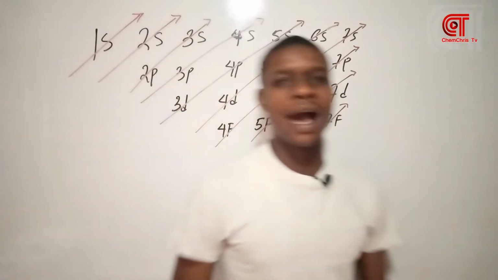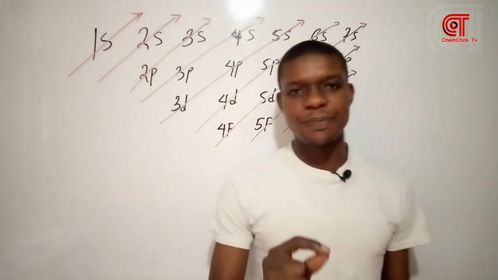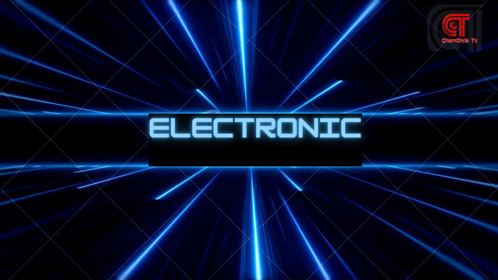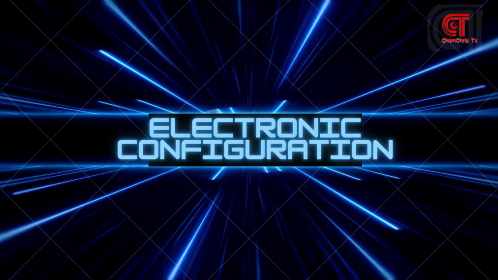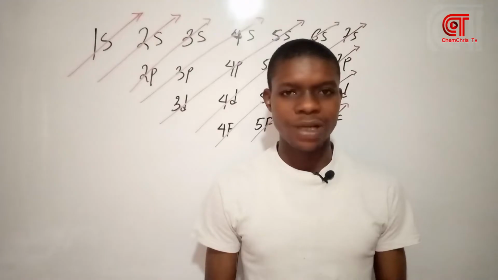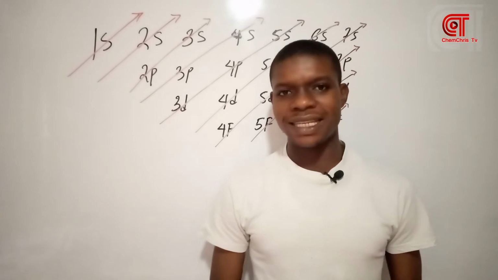So that is the reason why I want you to stay till the end of this video, because I'm going to show you a simple trick you can use to write the electronic configuration of elements in the periodic table. Not only that, with the electronic configuration, you can actually predict the group, the period, and the block of each of the elements in the periodic table. So make sure you stay to the end of this video.